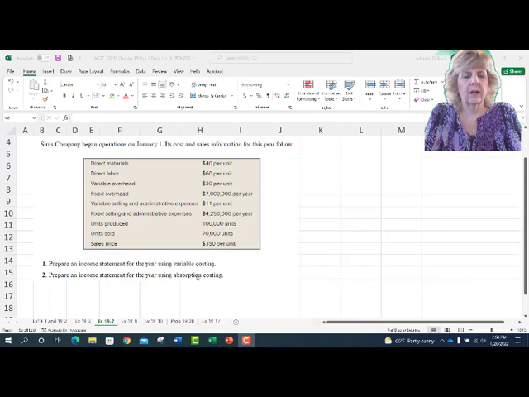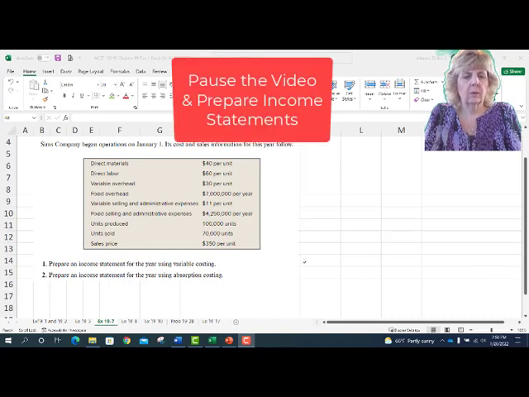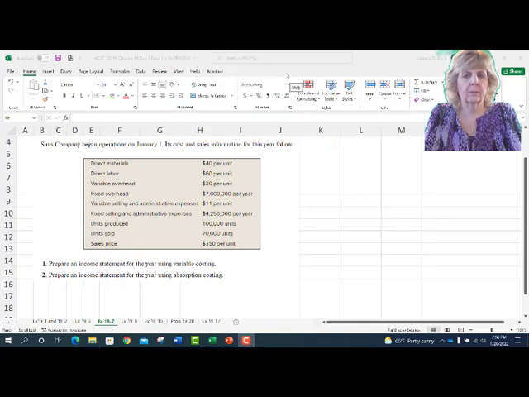Although the author asked for variable costing in number 1, I would do the absorption costing one first, just because that's what you're most comfortable with. And if we can start off with what we're comfortable with and build up our confidence, we'll be better able then to attack the variable costing, which is the new method. I'm going to pause the video, give it a shot, and we'll come back and compare the answers.